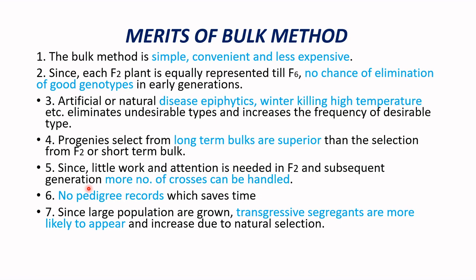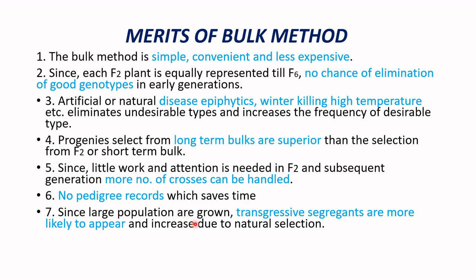Next, long-term bulks are superior to short-term bulks, and are more advisable and recommendable. And next, since there is no selection process, it is a less attention-seeking method. In F2 and later generations there is no selection process, so we go through each and every generation without selection, and less attention is required. So this is easier compared to the pedigree method, and no pedigree record has to be maintained. This is another advantage which saves time and effort.